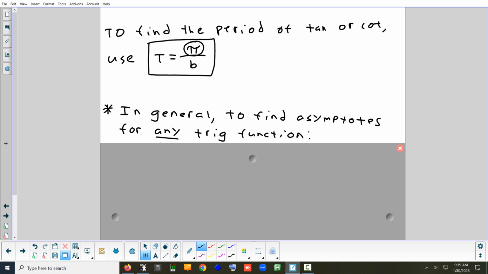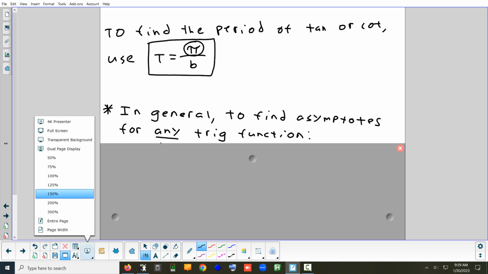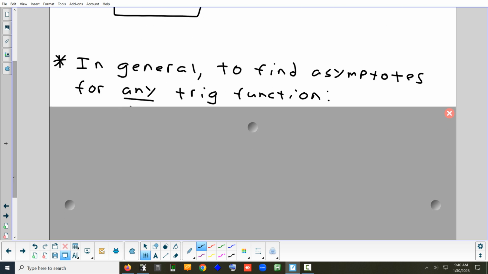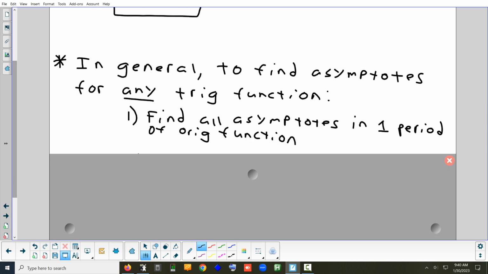So, how do you find the asymptote? And what I'm about to tell you is general for any trig function. So this works for the tangent, the cotangent, secant, and the cosecant. Well, the first step is already done for you. If you wrote down that table, you already know all the asymptotes in one period. It's the left-hand side of that table. So that's done.